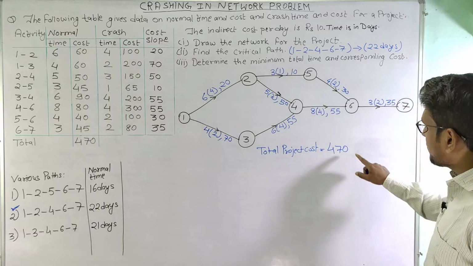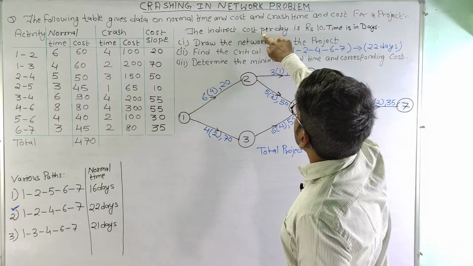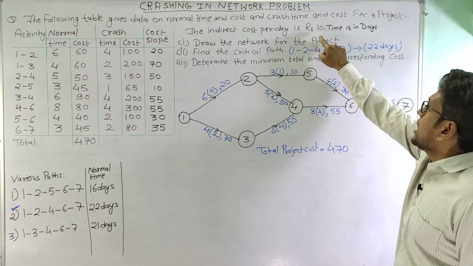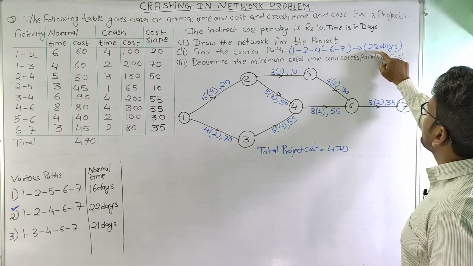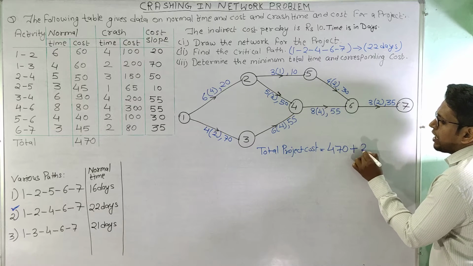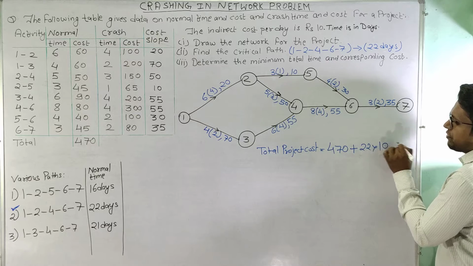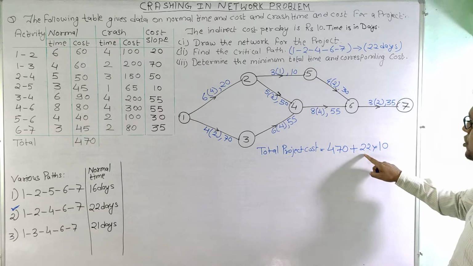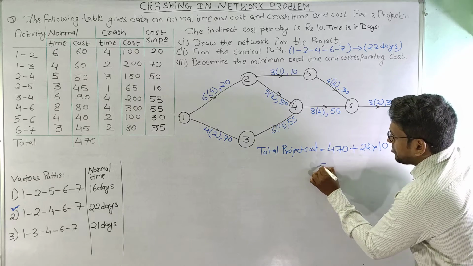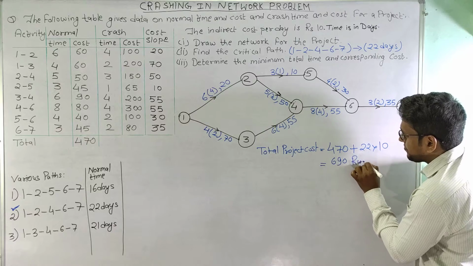And apart from this we are having an indirect cost which is rupees 10 per day, and we know that our critical path is taking 22 days. So we will have 22 days where we are having an indirect cost of rupees 10. So this is 220 plus 470. So this will be equal to 690 rupees.